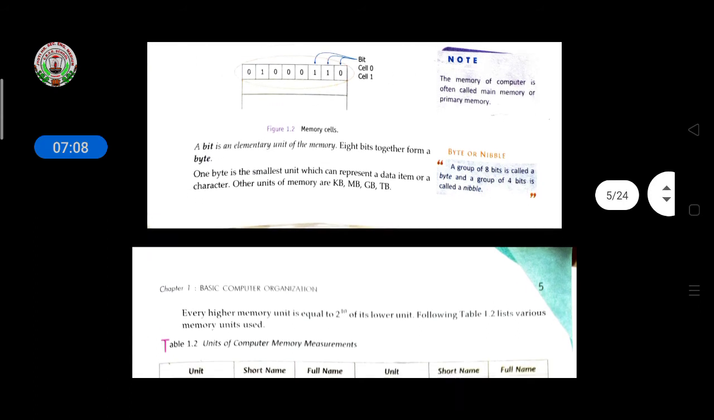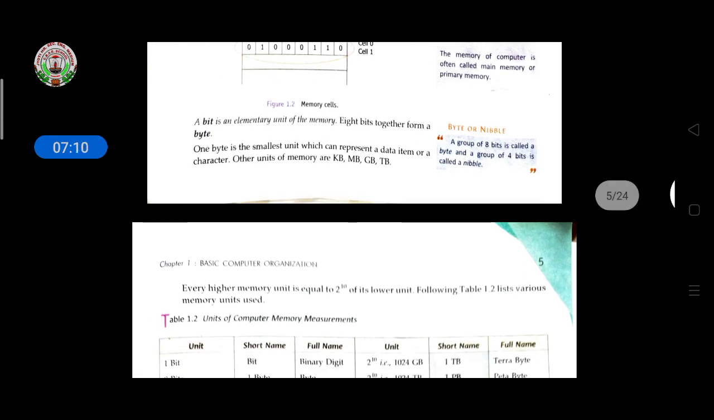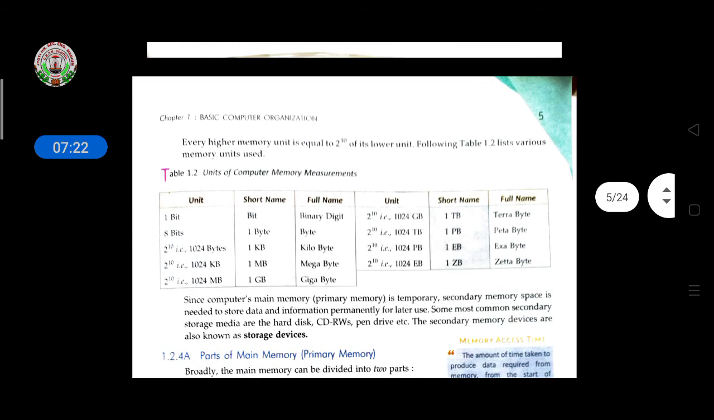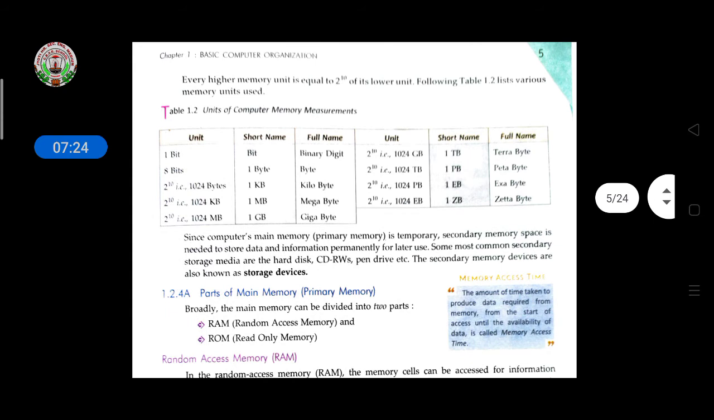And the bit is an elementary unit of memory. 8 bits together form a byte. 1 byte is the smallest unit which represents a data or atom character. Other units of memory are KB, MB, GB, TB, etc. Here are some units, with the short name and full name given. 1 bit, short name is bit. 8 bits means 1 byte. 2 to the power 10 means 1024 bytes, which means 1 kilobyte.